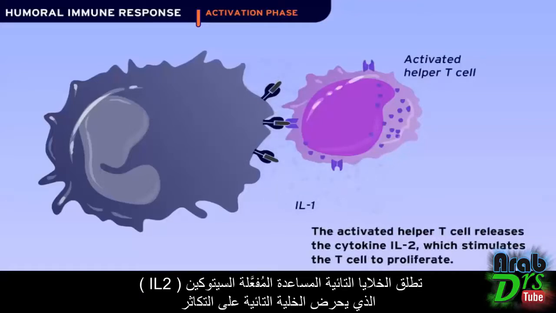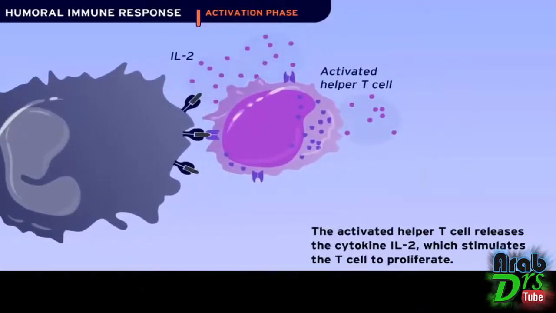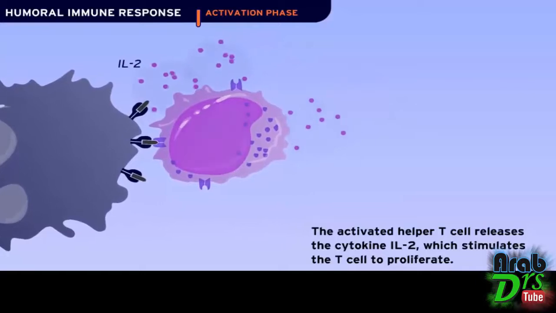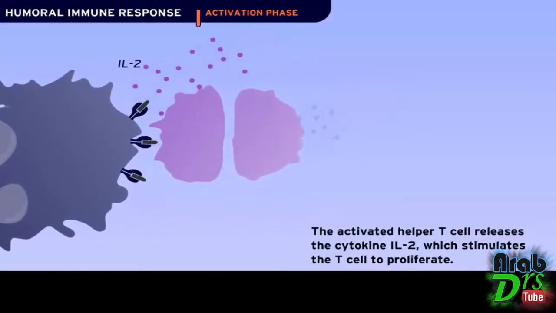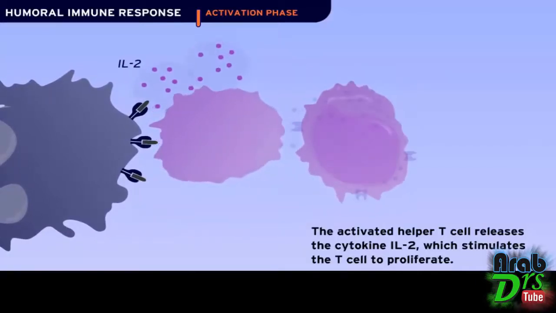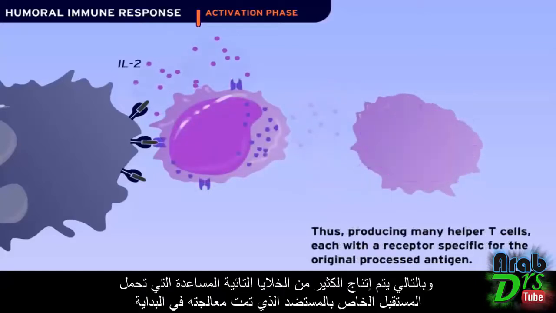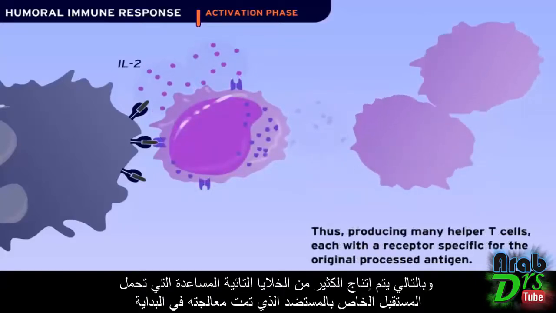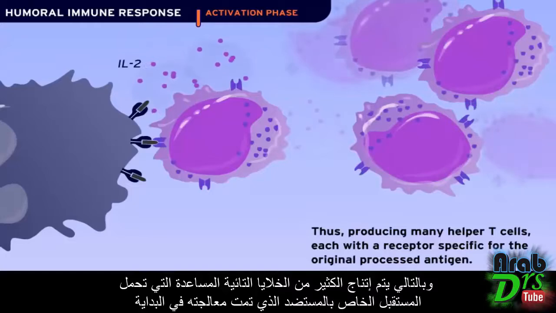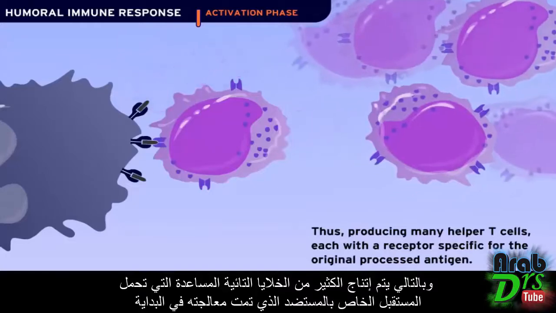The activated helper T cell releases the cytokine IL-2, which stimulates the T cell to proliferate. Thus, producing many helper T cells, each with a receptor specific for the original processed antigen.